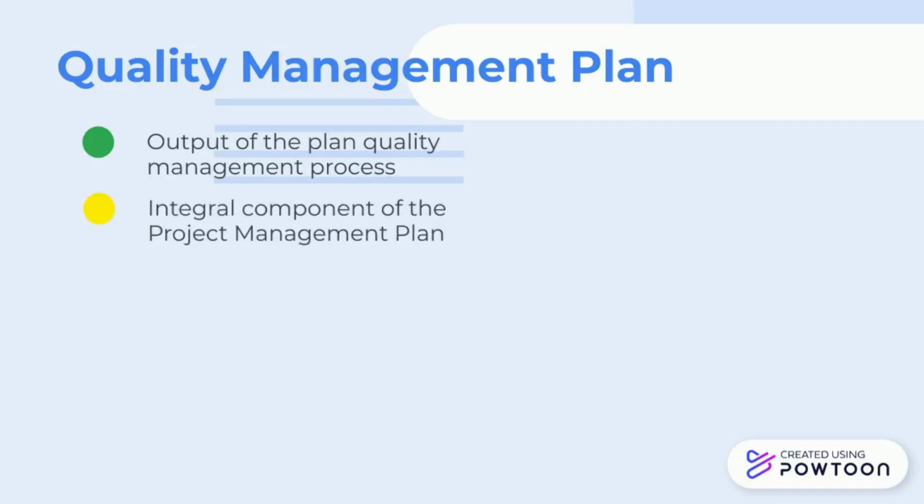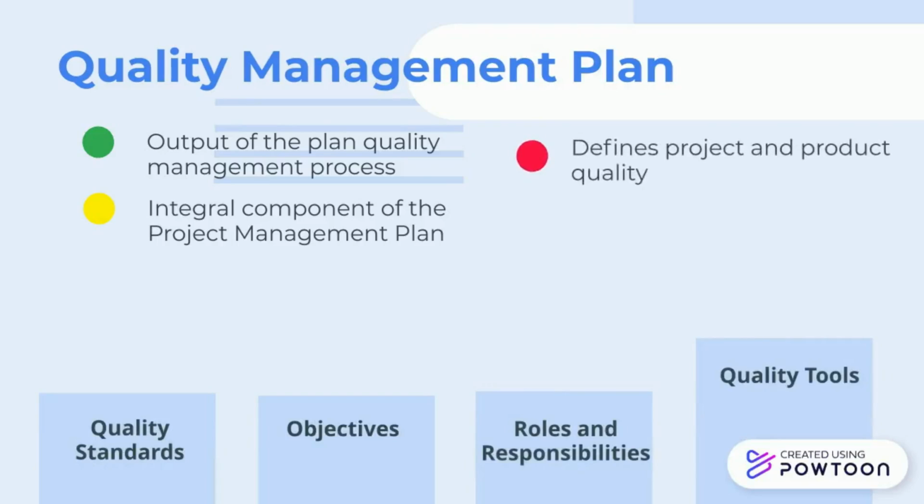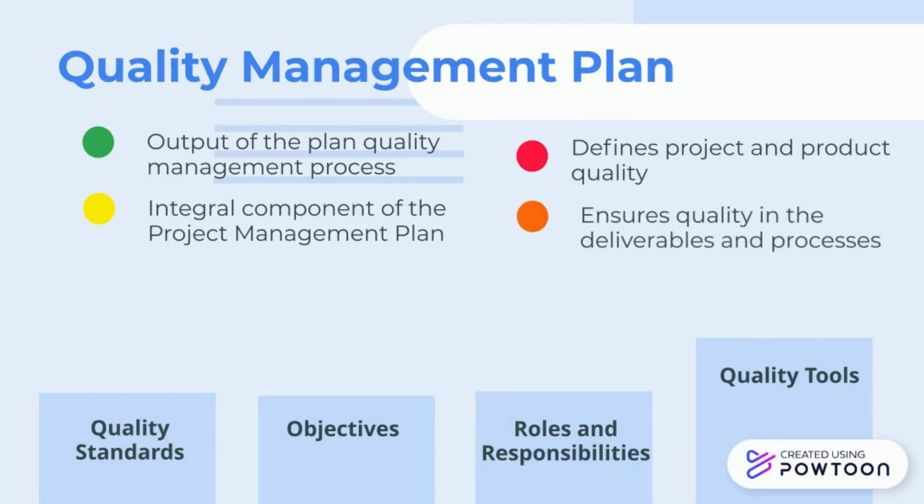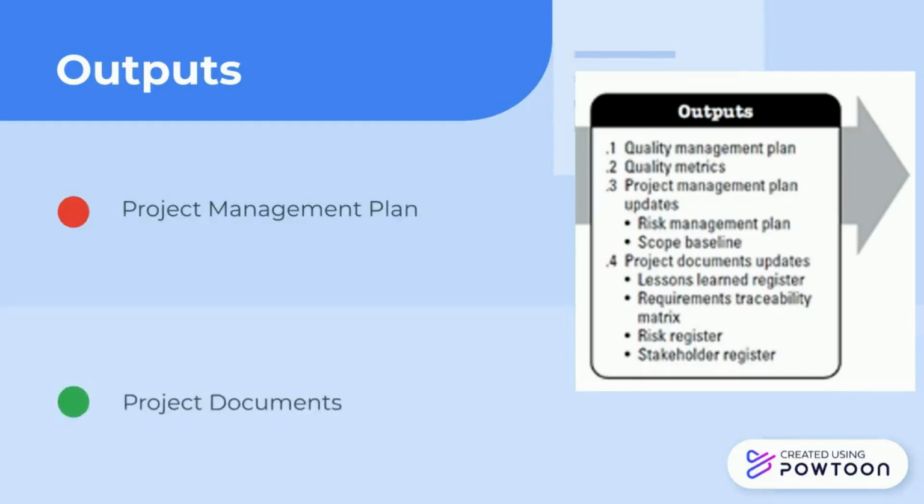The document may include, but is not limited to, the following components: quality standards, objectives, roles and responsibilities, quality tools that will be used for the project, and more. It defines the acceptable level of project and product quality and describes how to ensure this level of quality in its deliverables and processes. The output also includes updating the project management plan document and the other related project documents.